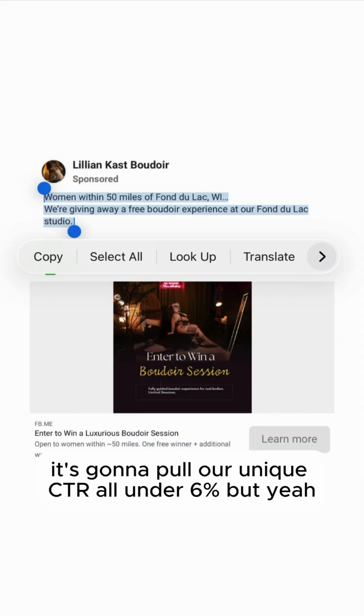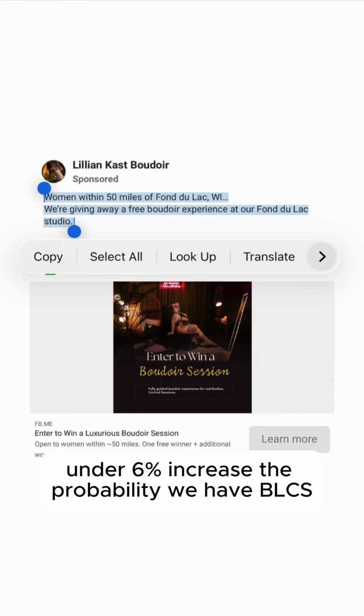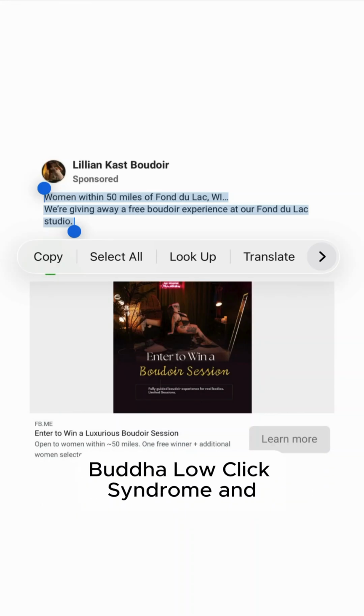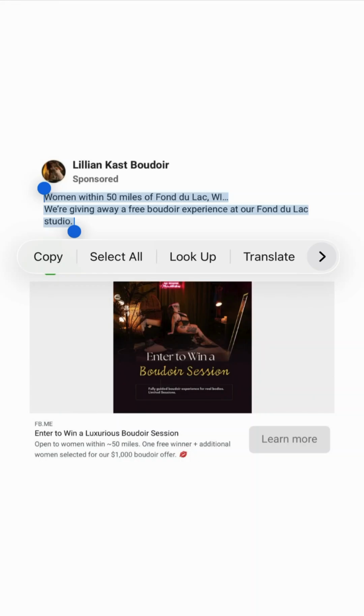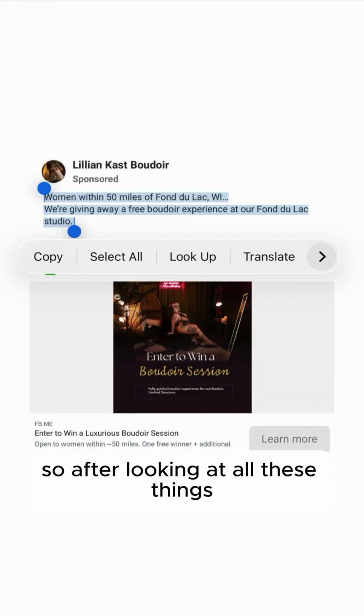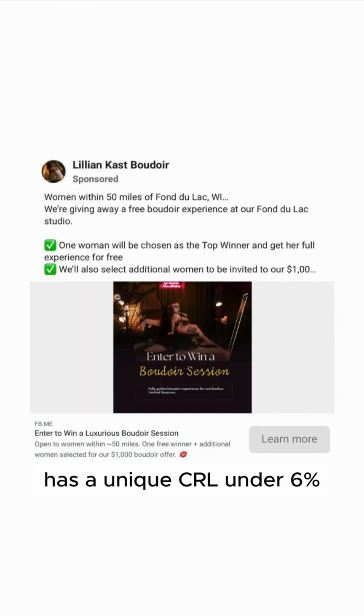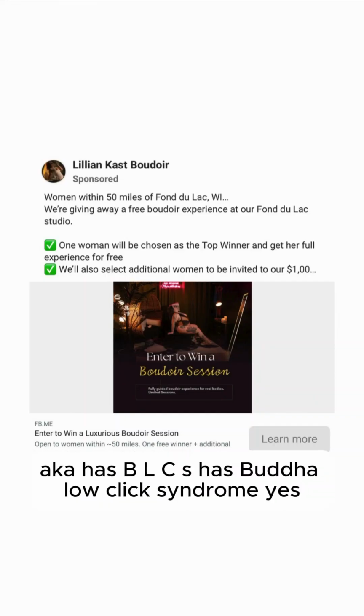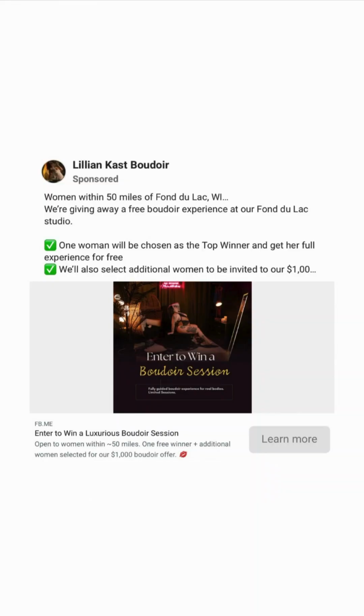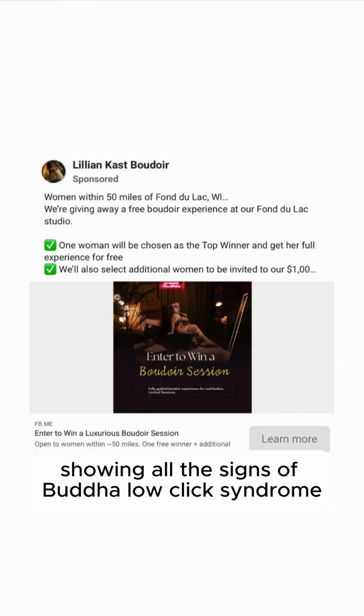It's going to pull our unique CTR under 6%, increase the probability we have BLCS, boudoir low click syndrome, and it's going to be wasting our buckaroos. So after looking at all these things, do I believe this boudoir Facebook ad has a unique CTR under 6%, aka has BLCS, boudoir low click syndrome? Yes, I do. I believe this is showing all the signs of boudoir low click syndrome.